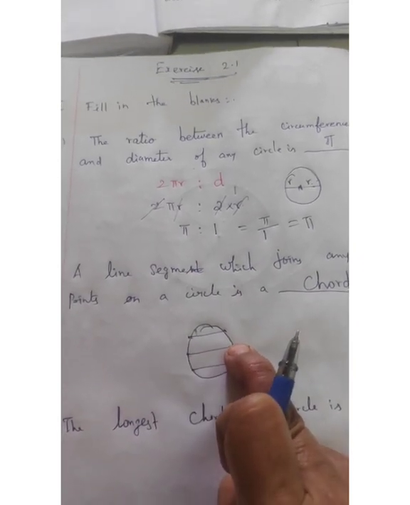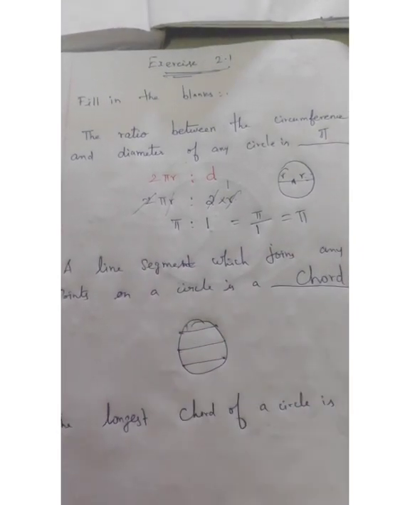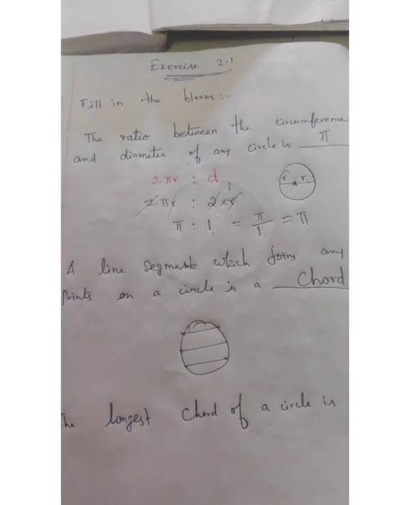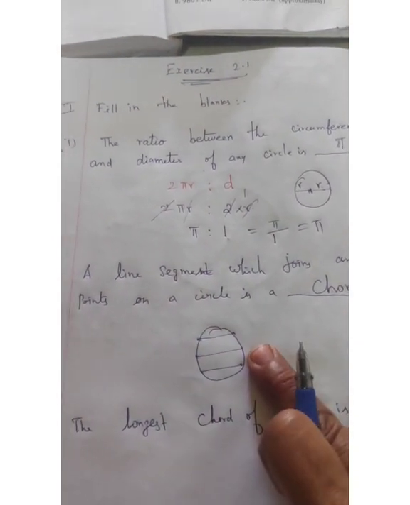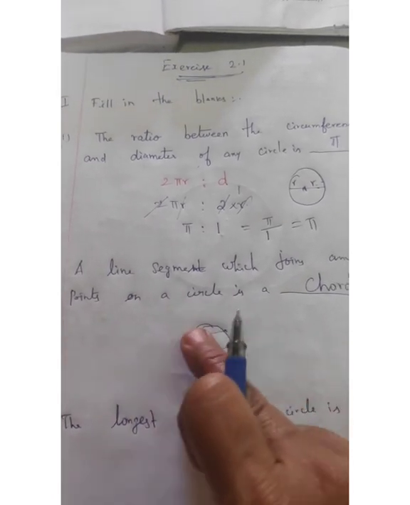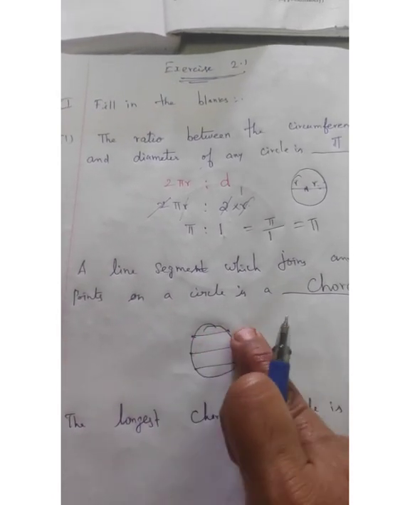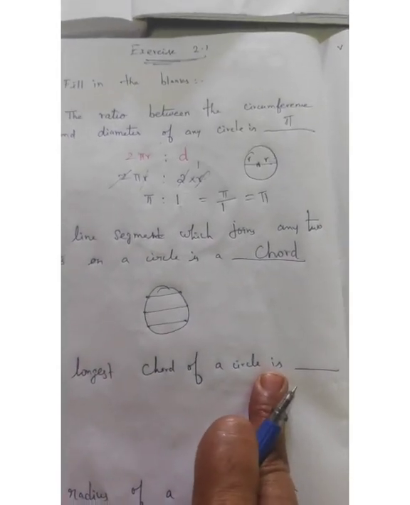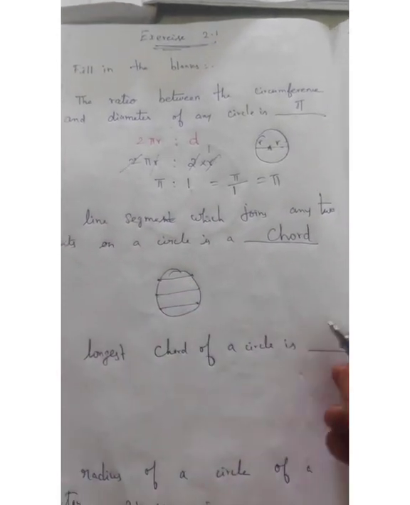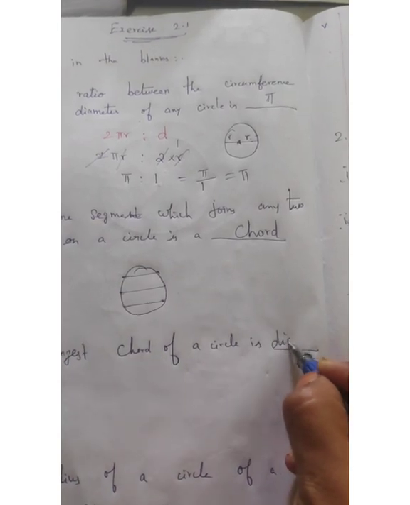Diameter is the longest chord of the circle. Diameter is also one chord only. Compare all the chords, and the diameter is the longest chord of the circle. So a line joining any 2 points on a circle is called the chord. The longest chord of the circle is the diameter. The longest chord of the circle is called the diameter.